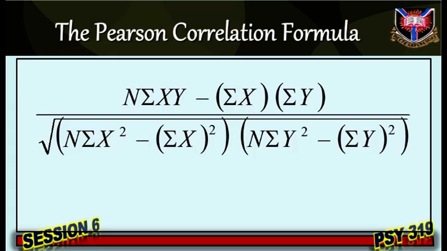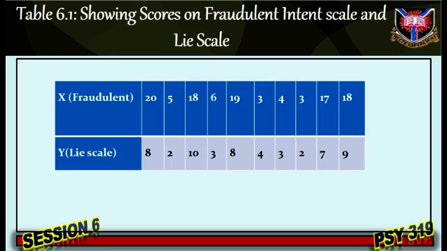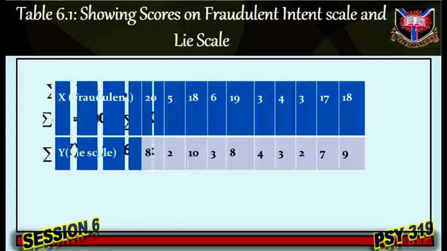Example 6.1. The following data are given as a set of scores for 10 students who participated in a scale validation study, that is, fraudulent intent and lie scales. Table 6.1, showing scores on fraudulent intent scale and lie scale. X, that's fraudulent: 20, 5, 18, 6, 19, 3, 4, 3, 17, 18. Y, lie scale: 8, 2, 10, 3, 8, 4, 3, 2, 7, 9.